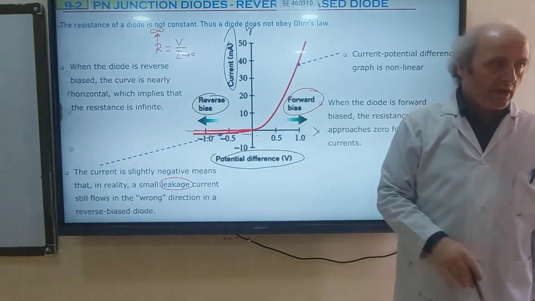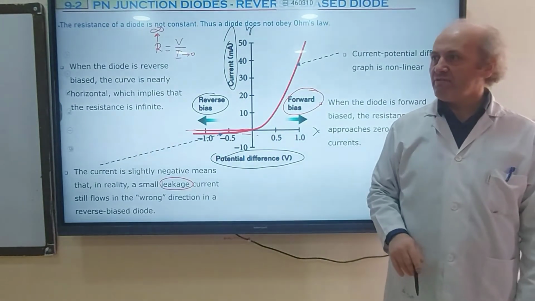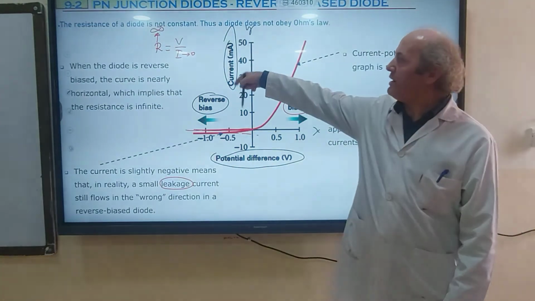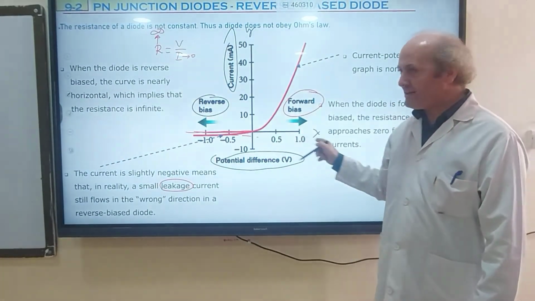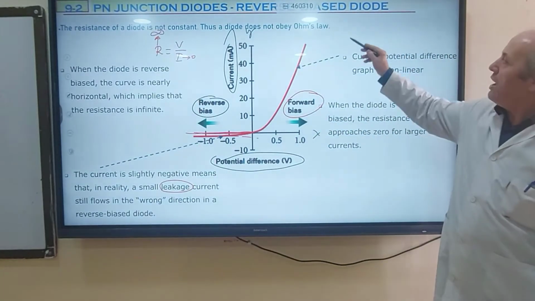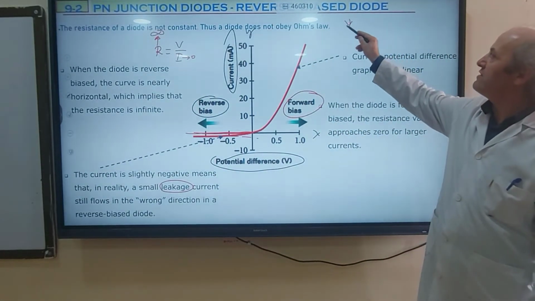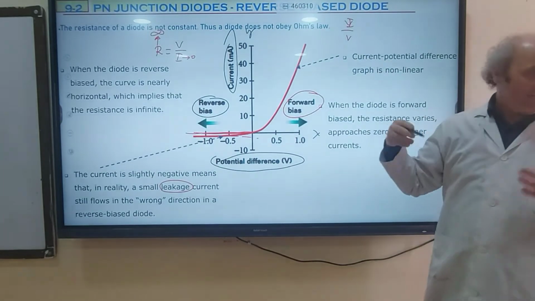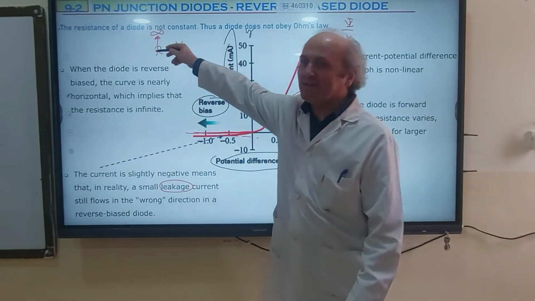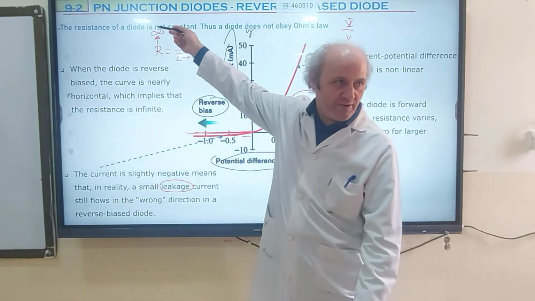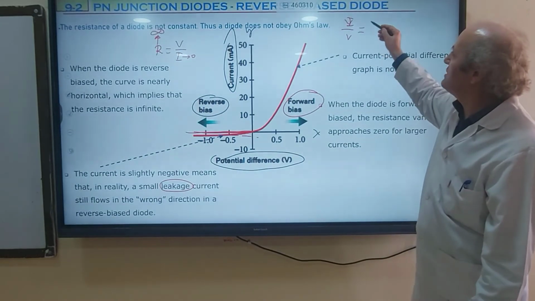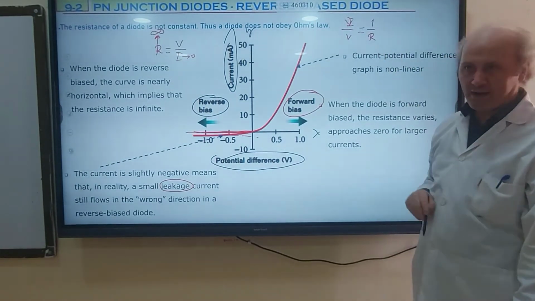What does this non-linear graph tell you? In mathematics you calculate the slope of a graph. Slope is delta y over delta x. Here delta y is electric current, and delta x is potential difference. So in fact, this slope tells you how I over V changes. We know that V over I is resistance, so I over V is 1 over R. In fact, this slope defines 1 over R.